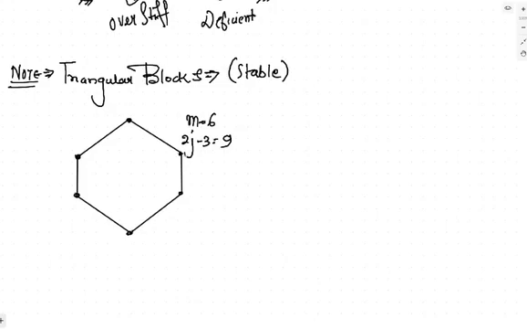All these are joints. 2j minus 3 equals 9. It means m minus (2j minus 3) is less than 0. It means this is unstable. This polygon is unstable. Fine.